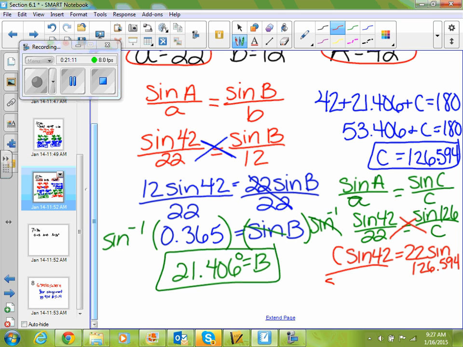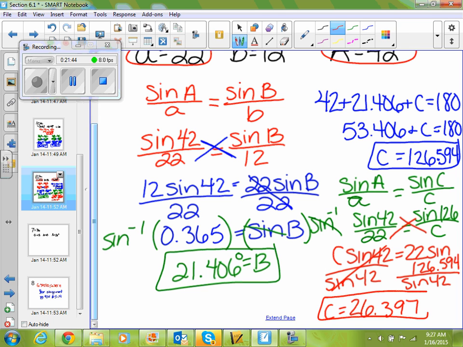And then if I divide by sine of 42, I can figure out what side length C equals. So 22 sine of 126.594 gives me 17.663. If I divide that by sine of 42, I end up with 26.397.